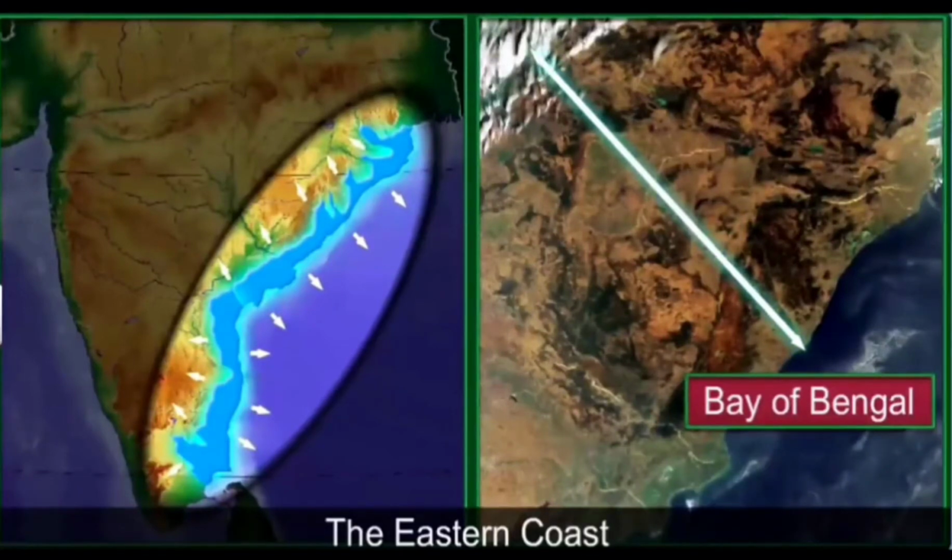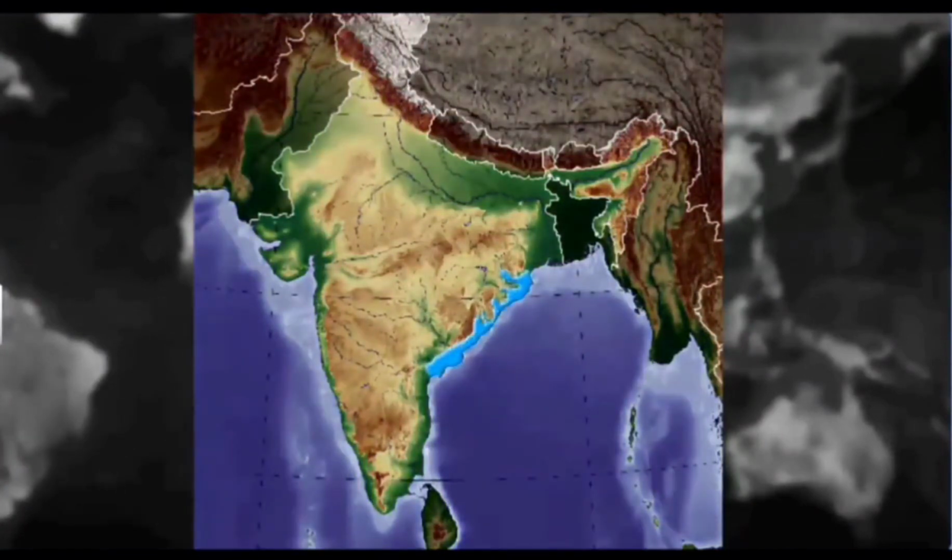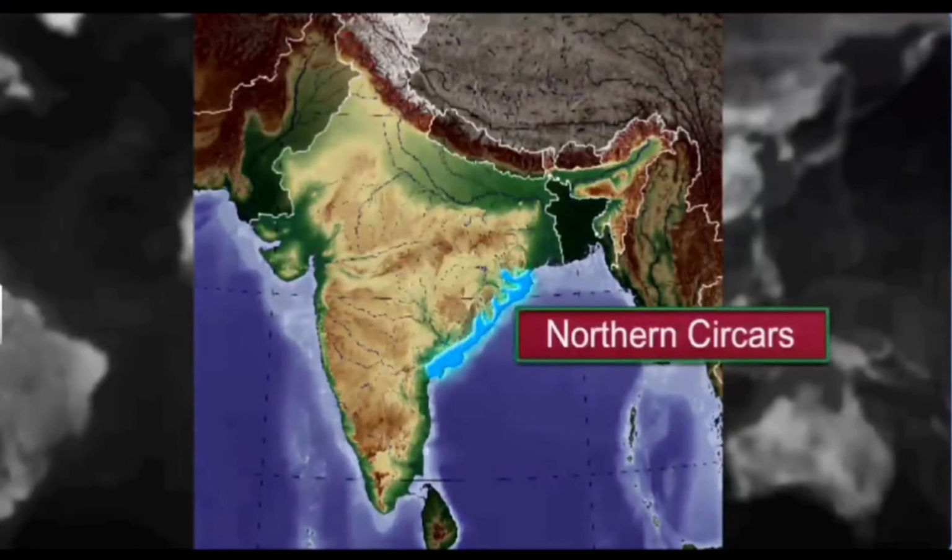The eastern coast also has different local names. For example, in the northern parts, people refer to this coastal area as the Northern Circars. On the other hand, people in the south call it the Coromandel coast.